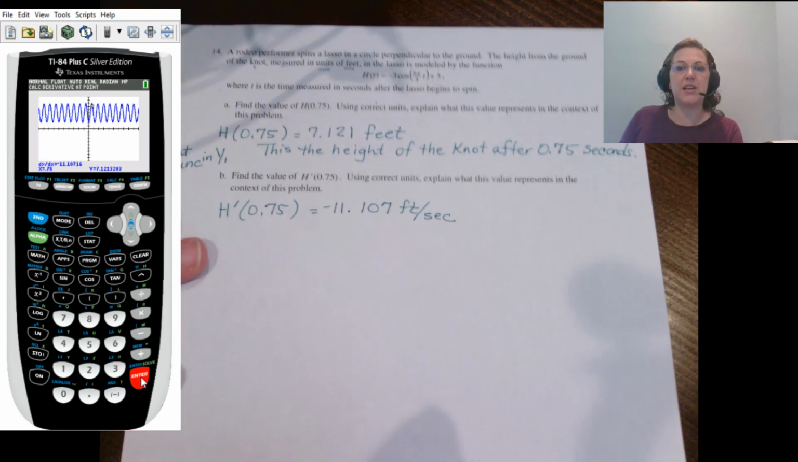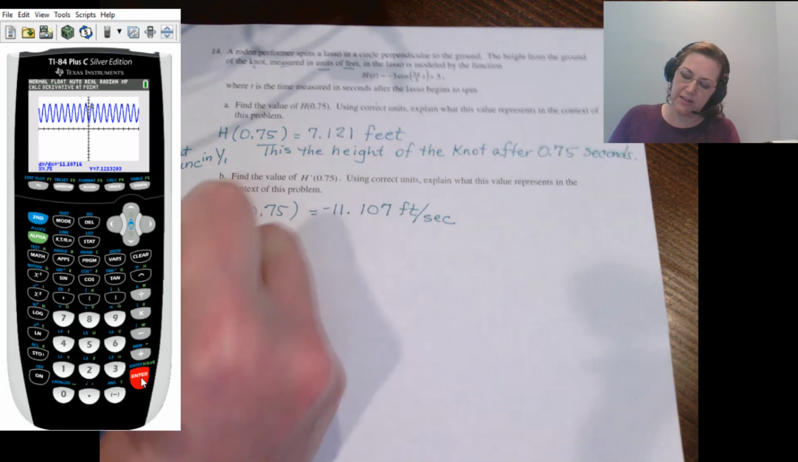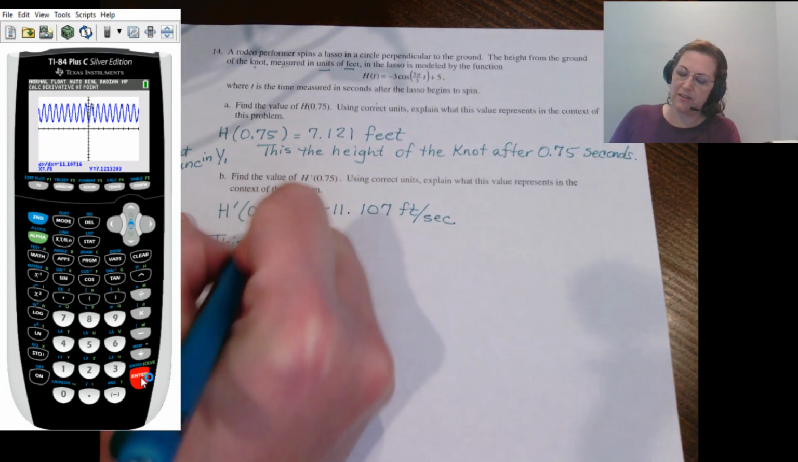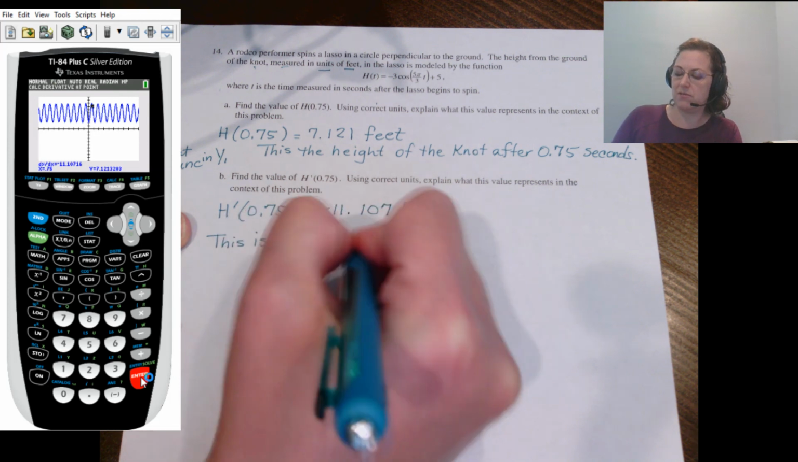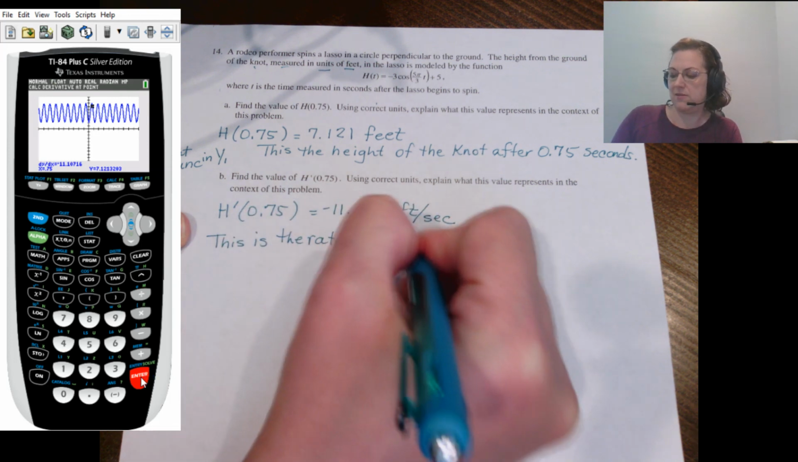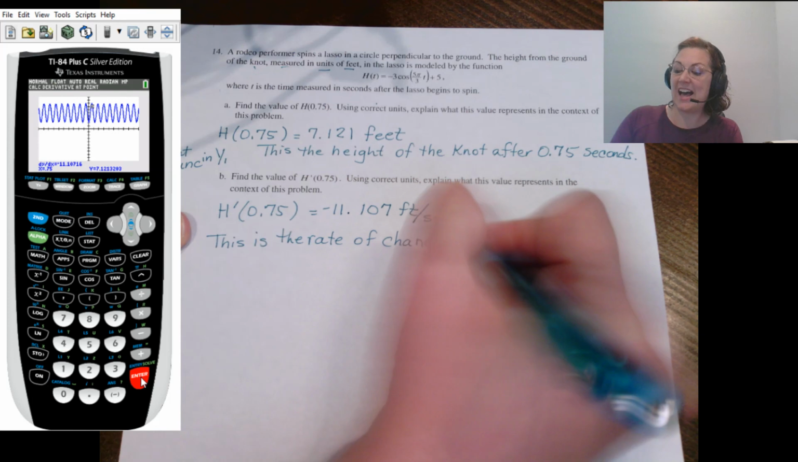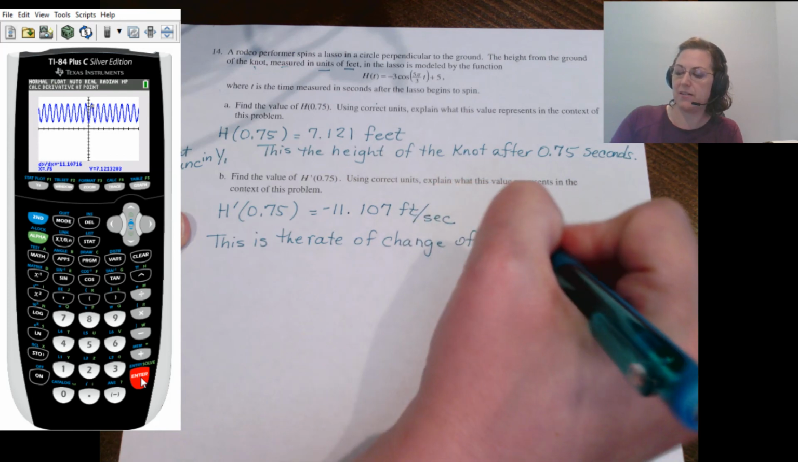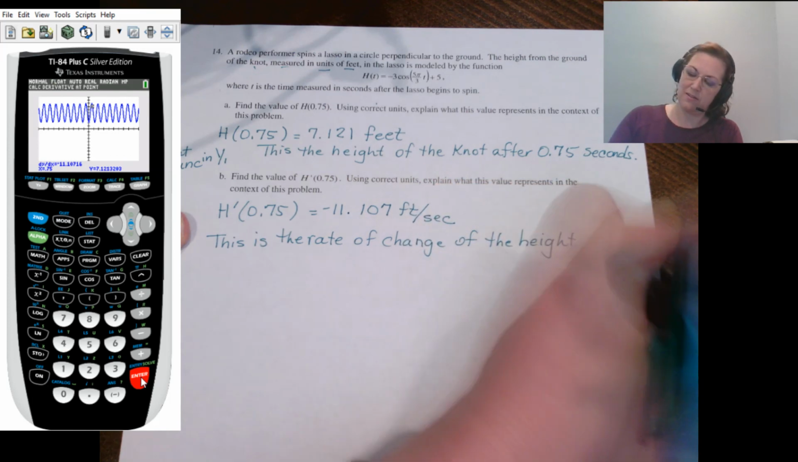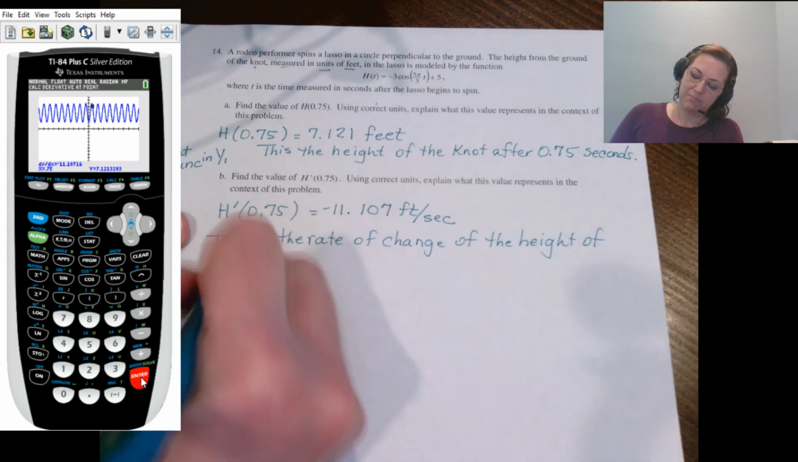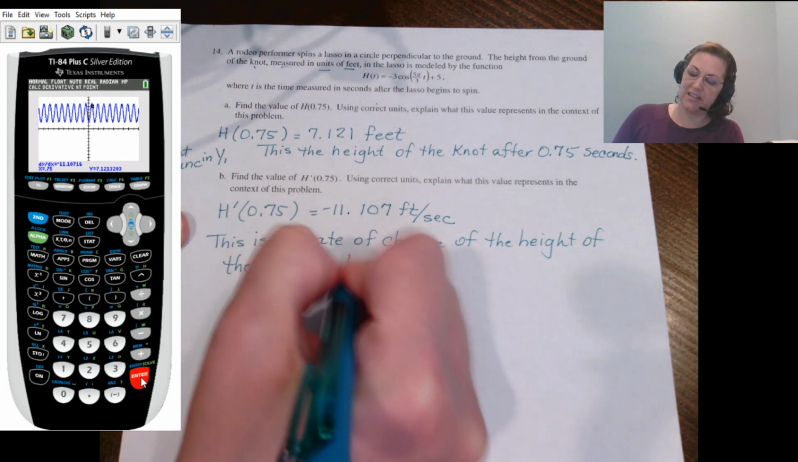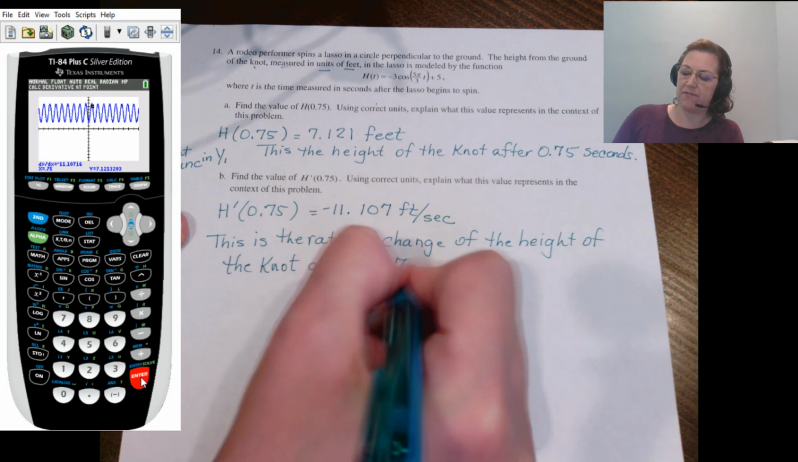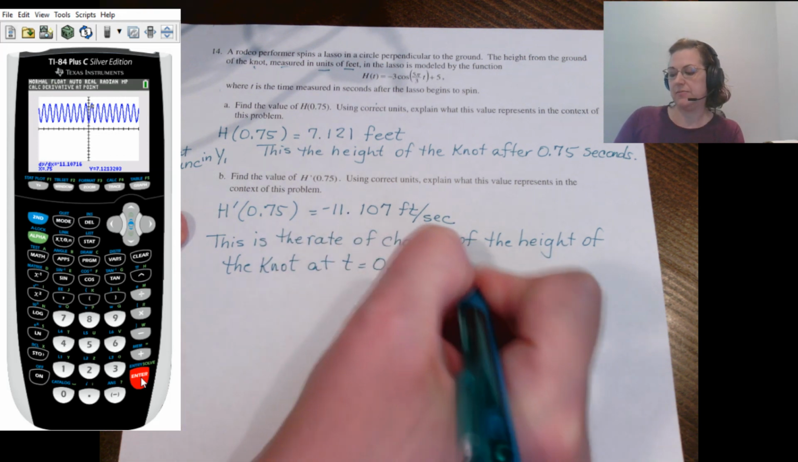Okay, now explain what this represents. This is the rate of change of the height of the knot at t equals 0.75 seconds.